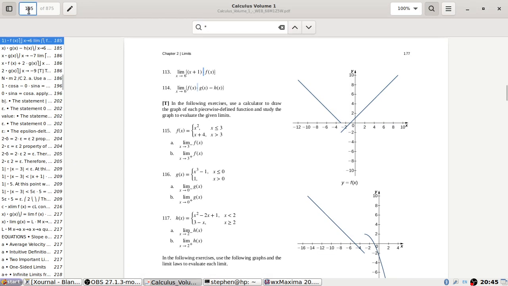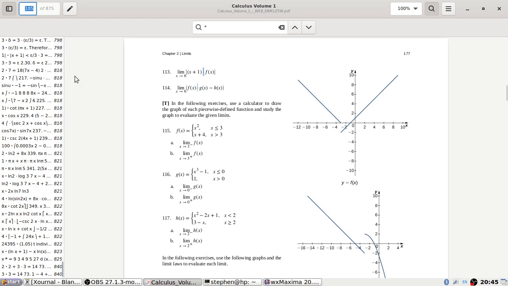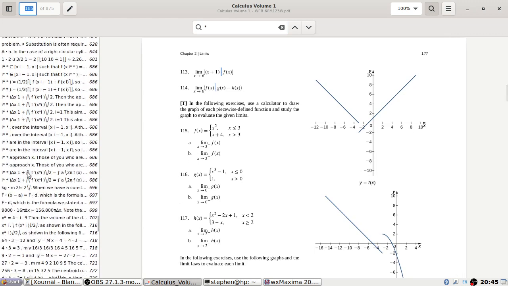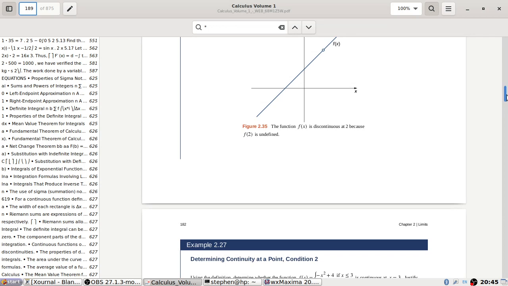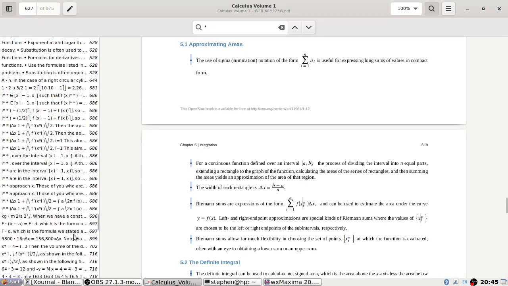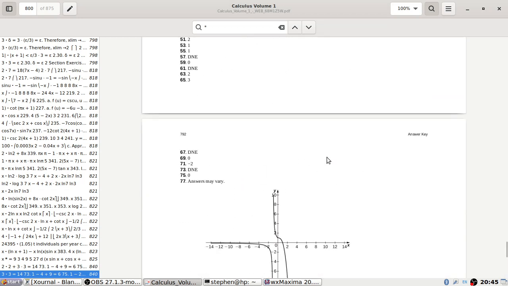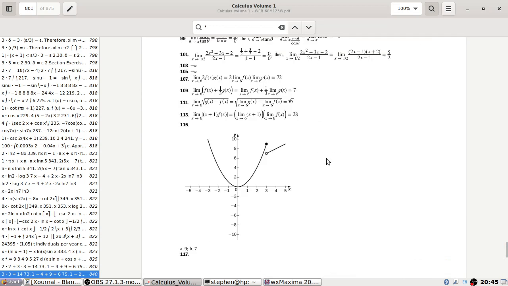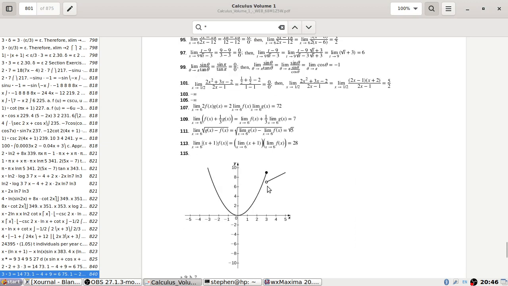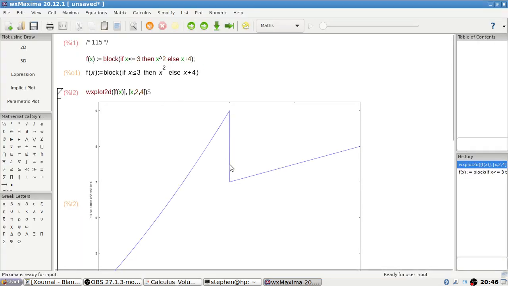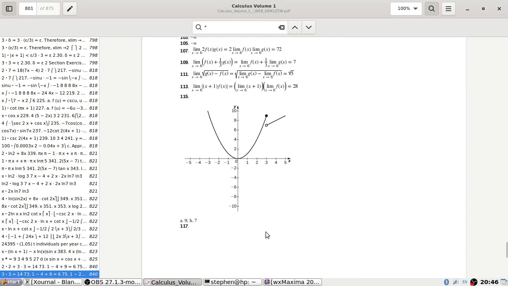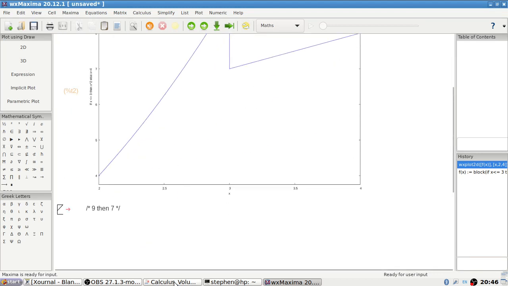Okay, let's check the answers here. Oh, my table of contents is messed up. Weird. See if I can find it. Which one are we on now? 115. Oh, there's the graph. The only problem is my graph draws in this vertical line, which I don't like. It's a pity. But anyways, yeah, 9 and 7. So that's the same answer. Okay.